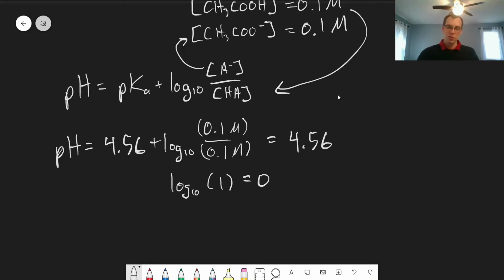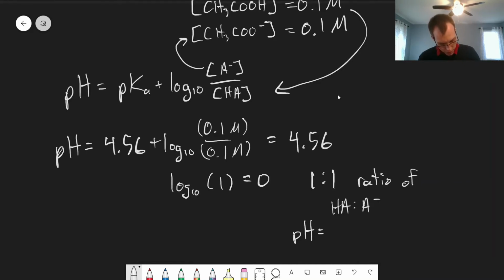And this is in general true for any 1-to-1 ratio. If we have a 1-to-1 ratio of HA and A minus, then the pH will always be equal to pKa. And that's just the way the math works out in the Henderson-Hasselbalch equation.